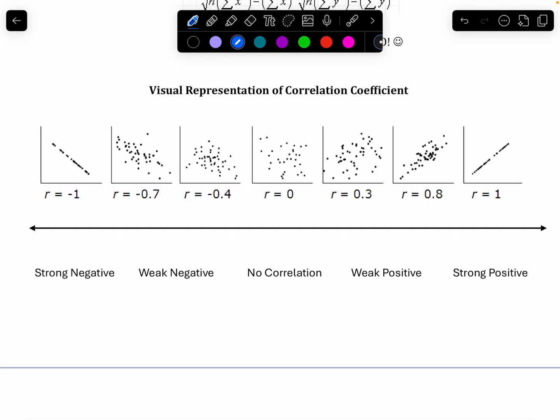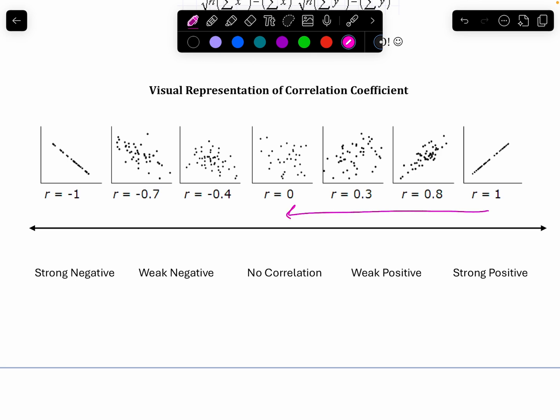So if you look down here at this visual representation of your correlation coefficient, notice that on both ends of the spectrum, where R is equal to -1, all of your coordinates in your scatter plot are in a perfect straight line with a negative trend. And then if you go to the opposite side of this number line, where R is equal to +1, notice that all of your coordinates are in a perfectly straight line with a positive trend.